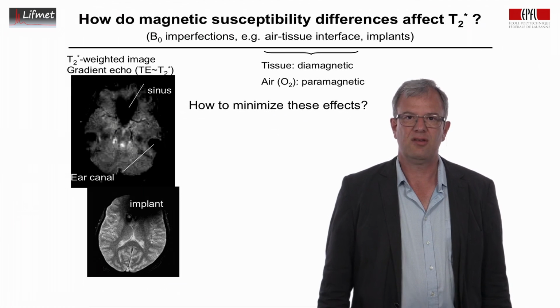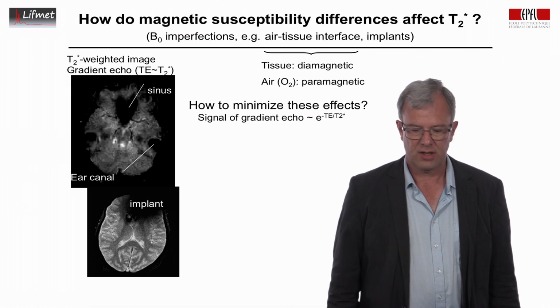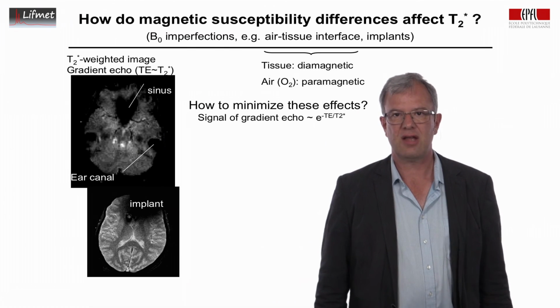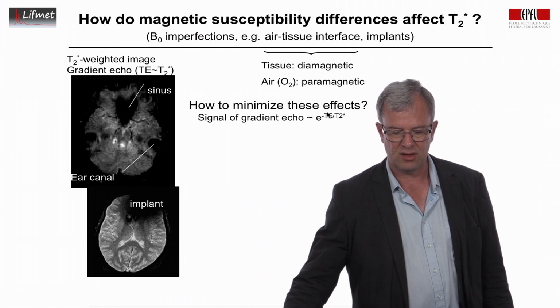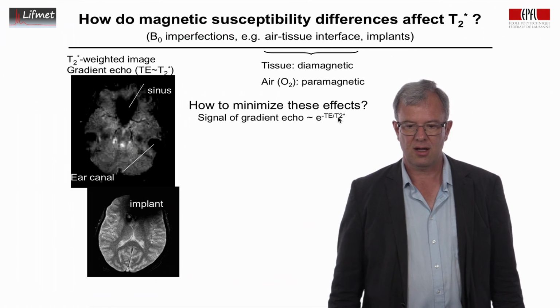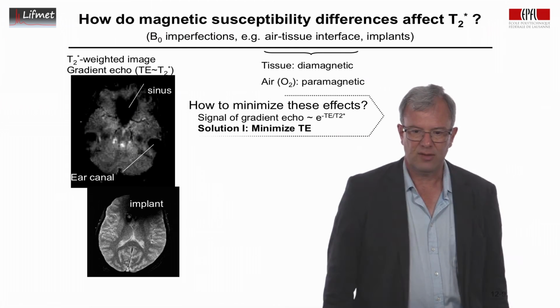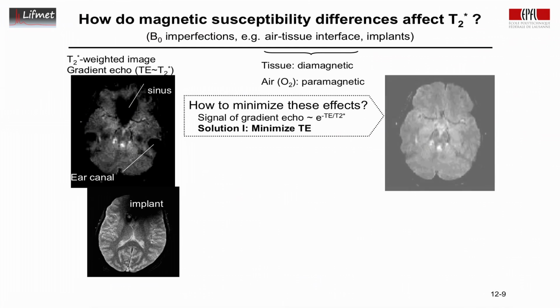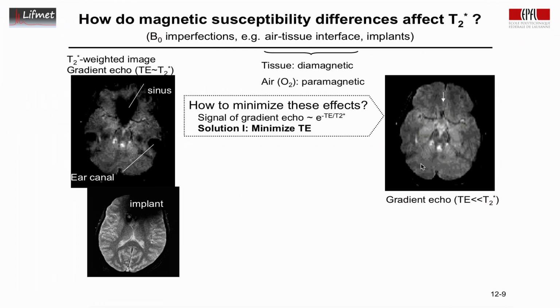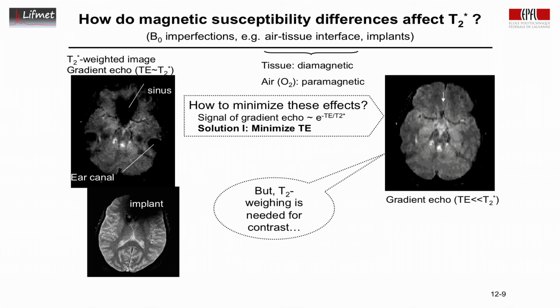So how can we minimize these effects? We notice that the signal of the gradient echo is proportional to e to the minus TE over T2 star. So we can minimize these effects by minimizing TE. And if we do this, then such a T2 star weighted image will look like this. This is a gradient echo with a short TE. However, we actually want to have T2 weighting to obtain contrast. One still wants to be able to see tissue contrast. So this solution is not applicable.